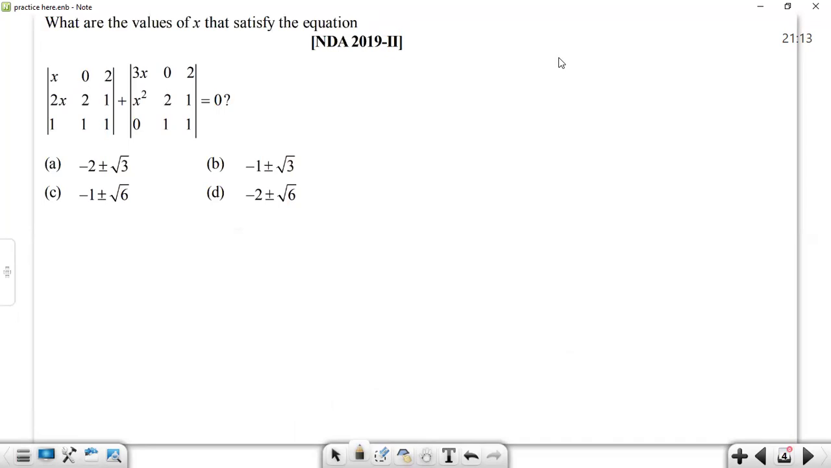Now the next question: what are the values of x that satisfy the equation? The sum of two determinants is given as equal to 0. So let's expand the determinants one by one. Without doing any operation, we can expand along the first row because it has a 0 in it. Expanding the first determinant: x into x, excluding the respective column and row, 2 into 1 minus 1 into 1.